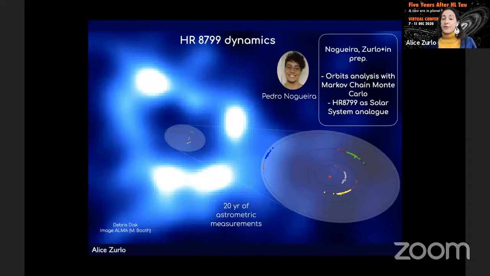And of course, this is very important because you can see this system of HR 8799 as a solar system analog, because we have, as in our solar system, of course, it is very scaled, because the central star is very big, so it is rescaled. It is much bigger than our solar system, but it has 4 giant gaseous planets, and also a debris disk belt.